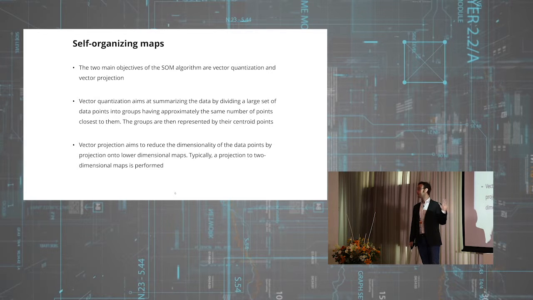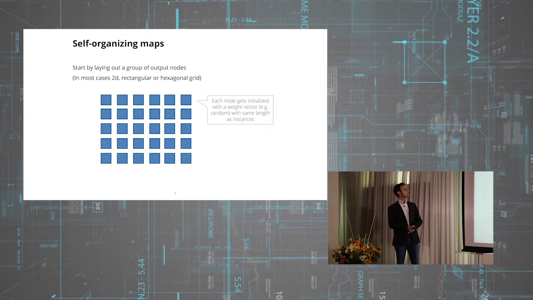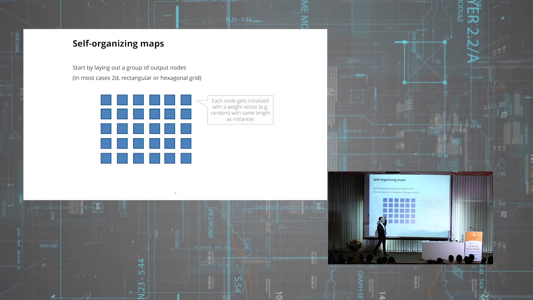And then it becomes quite easy to go through it and to understand it and to explore it. So how does it work? Well, basically, I'm going to go through this very quickly, but it works like this. So you start by laying out a group of what's called output nodes. You can do this in a rectangular fashion or in a hexagonal pattern, any way you would like to.